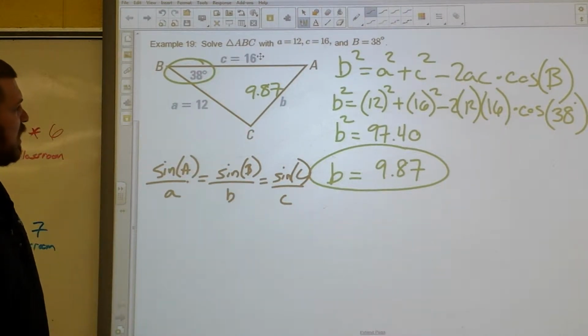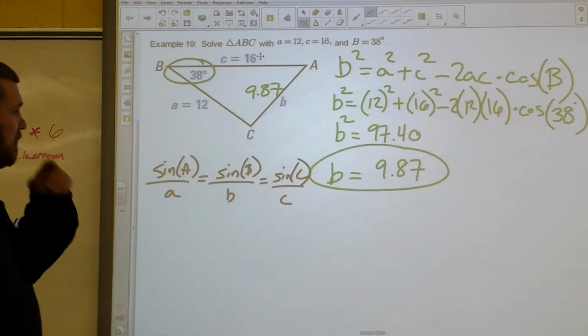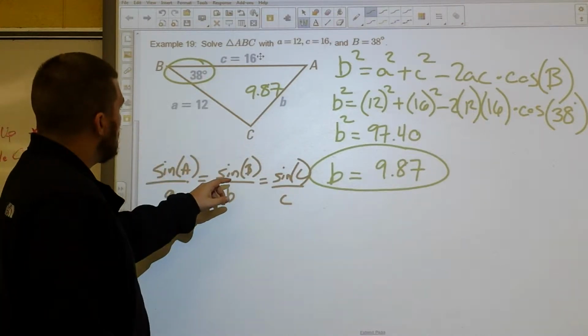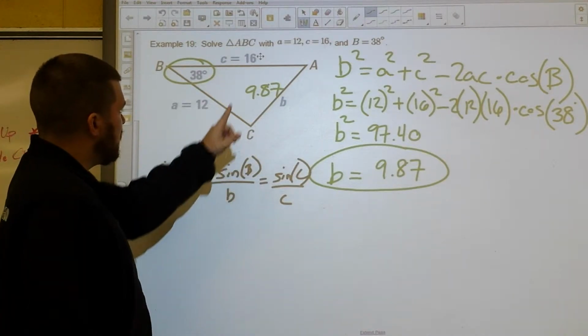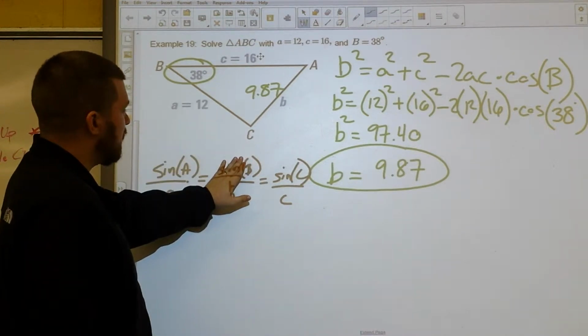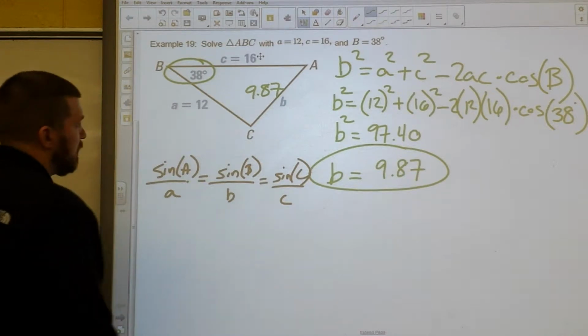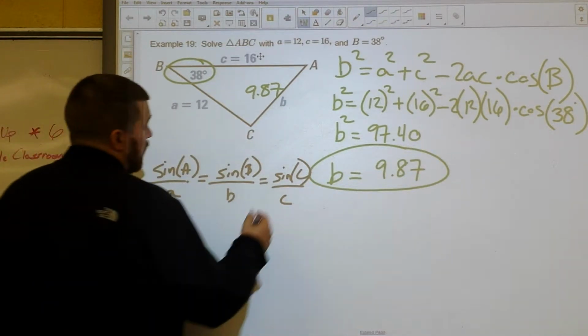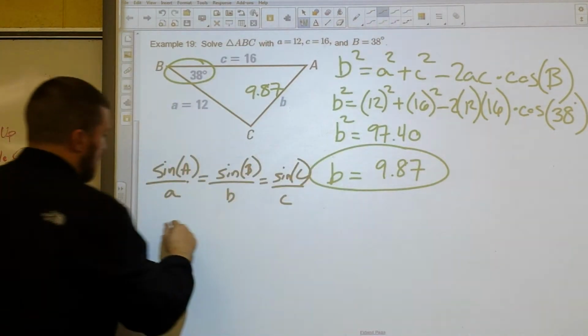I'm going to go ahead and find angle A. We know angle B, and we now know side B, so I definitely need to use this ratio. So now I'm going to plug in.